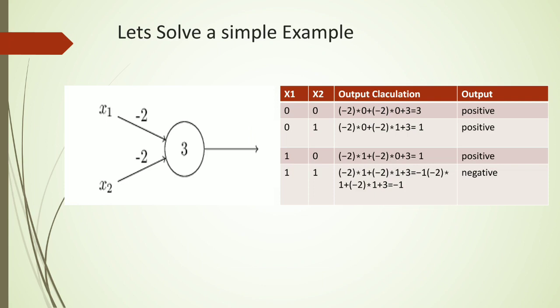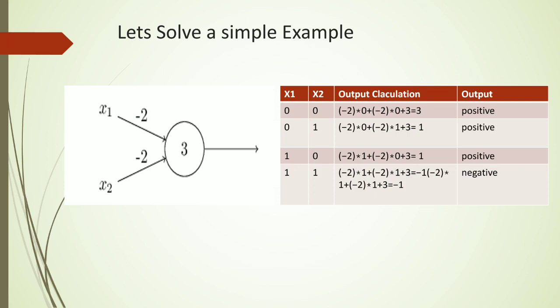Now, this 3 is the threshold. Just see the output calculation. For the first case, when x1 and x2 are both 0 and 0, it is minus 2 into 0 plus minus 2 into 0 plus 3, which is equal to 3. That means the output is positive.